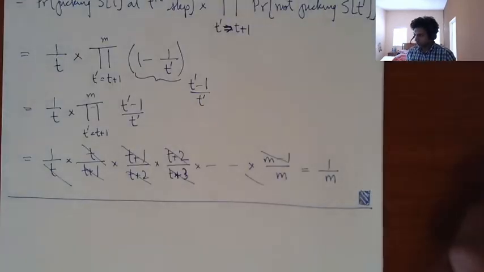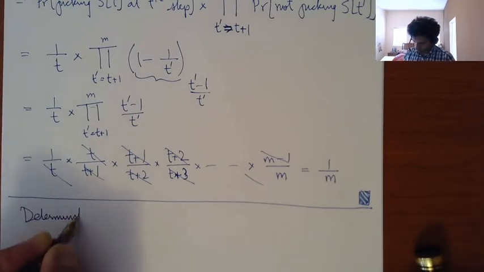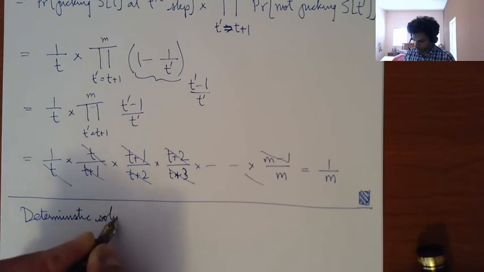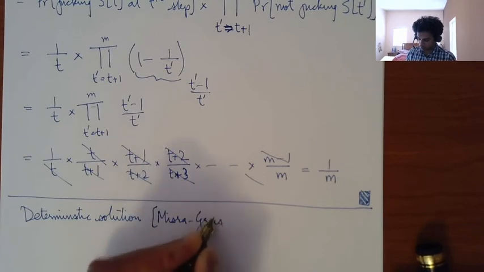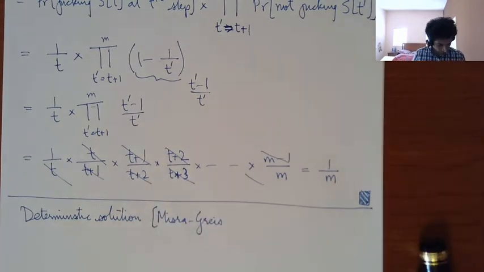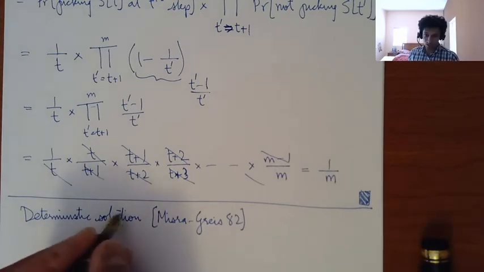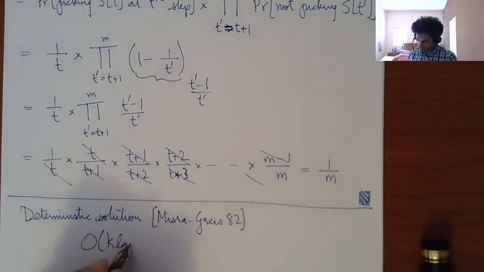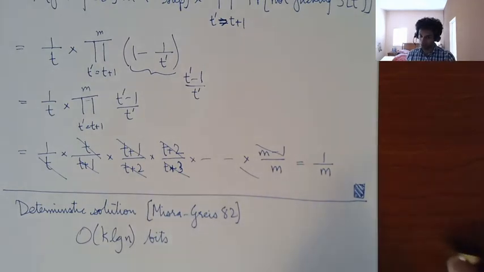Now it turns out that there's actually a deterministic solution, which is also an immensely elegant algorithm of Misra and Gries. And Misra and Gries is, I believe, from the 80s. It's '82, which is, in some sense, even better. It's deterministic. It's only O of k log n bits, whereas we used k log k. And this is a deterministic solution, which is even better. But it's a very clever algorithm. I won't get into Misra-Gries.